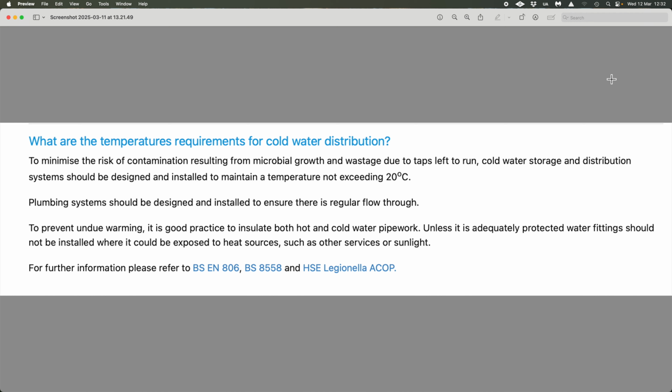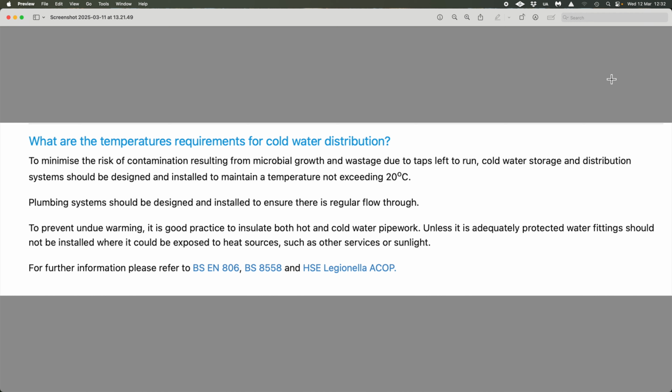Very important that we're working with the British standards, which are EN 806 and BS 8558. ACOP L8, which is the protection against Legionella, doesn't apply to combination boilers. It only applies to stored water and obviously dead legs and that sort of thing. But again, we'll come on to that shortly.